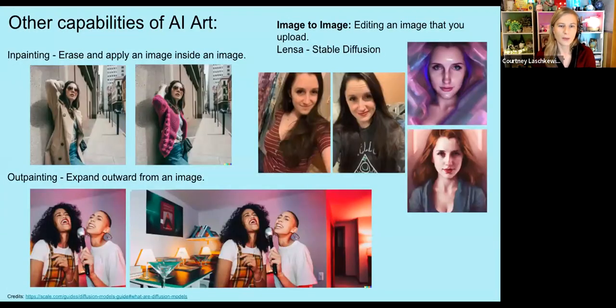So we'll quickly go through a couple of other capabilities of AI art. In painting is on the newer side. You can erase and apply an image inside an image. So you can see here, this woman with the tan coat, this is the original image that I created. And these are just samples. I did not create these ones down here for in painting and out painting. You can see that just by changing the prompt using what is called in painting, you can change what she is wearing. Keep it exactly the same, just change it slightly.